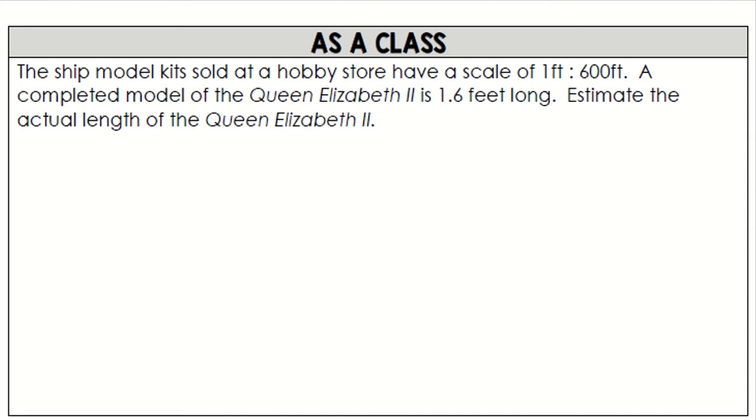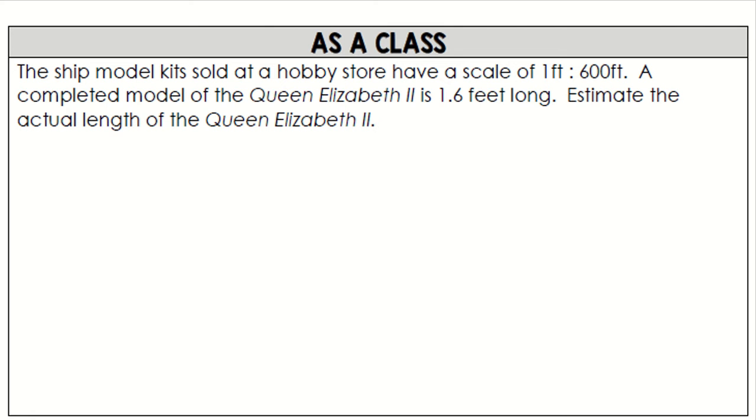The ship model kits sold at a hobby store have a scale of 1 foot to 600 feet. A completed model of the Queen Elizabeth II is 1.6 feet long. Estimate the actual length of the Queen Elizabeth II.